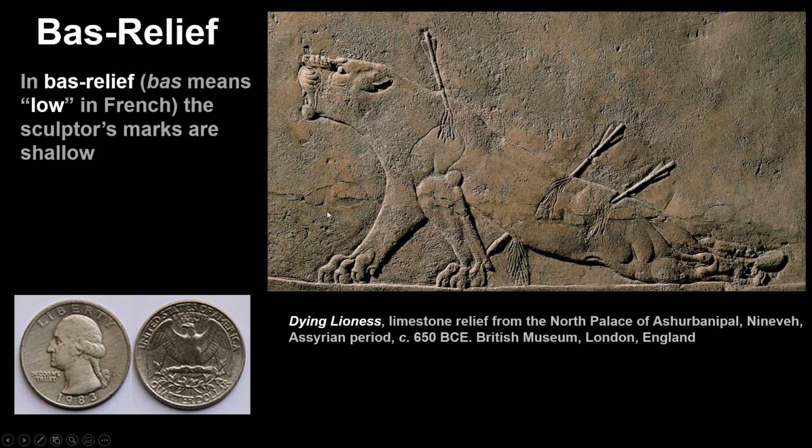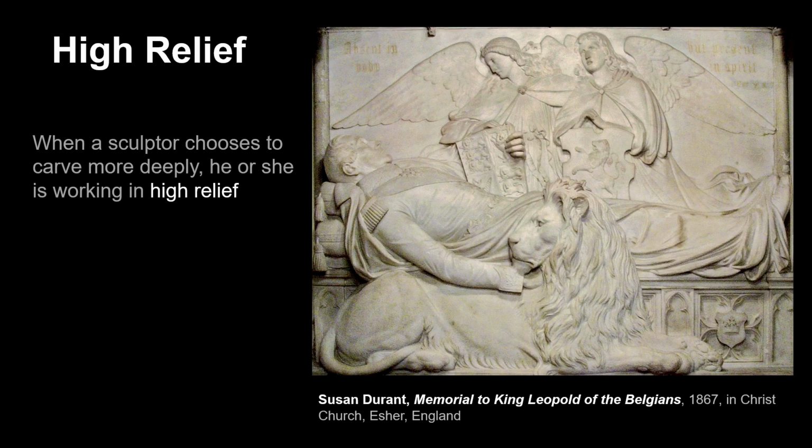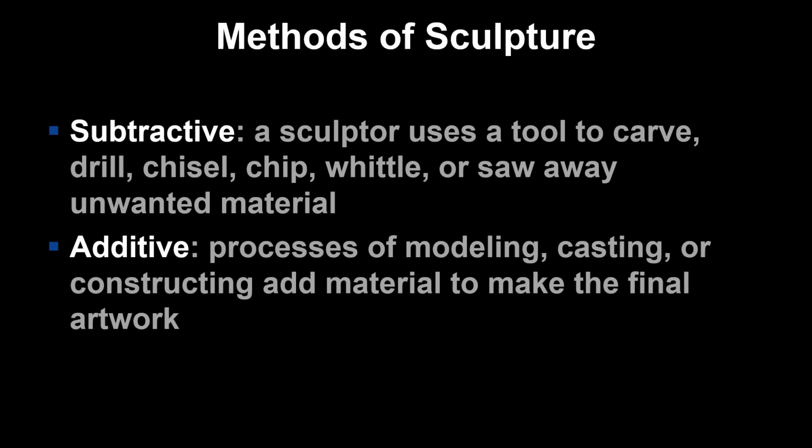We've already learned these terms earlier, but we have what is known as bas relief, which means low in French. So it's a sculpture that is either cut into or projects just a small distance from the surface. Or we have high relief, which is when a sculptor chooses to carve more deeply. This creates what is known as high relief sculpture. It projects a considerable distance from the surface.